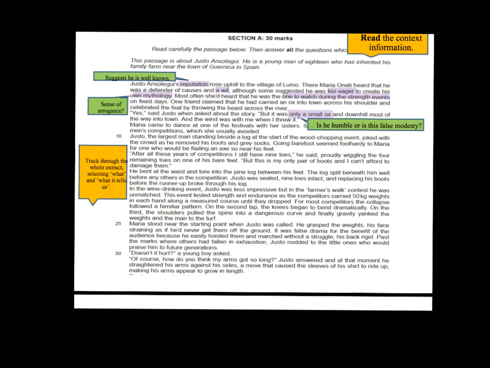One thing you need to be aware of is that WJC are very likely to choose a text that indicates some kind of change within it. And here is evidence. We're weighing up the facts. Is Justo arrogant, or is he actually quite humble, or is he both?